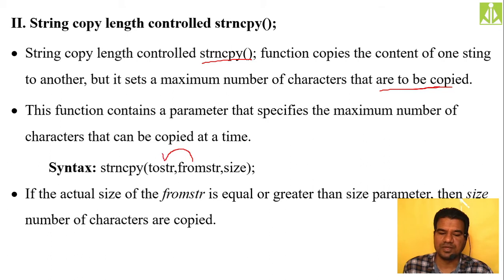Here you can see strncpy is my function name, and it will copy from the from string into the to string, and here you can specify the number of characters. So if I say 3 over here, it will copy only 3 characters from the beginning of the from string into the to string. Likewise, if the actual size of the from string is equal to or greater than the size parameter, then the size number of characters are copied.